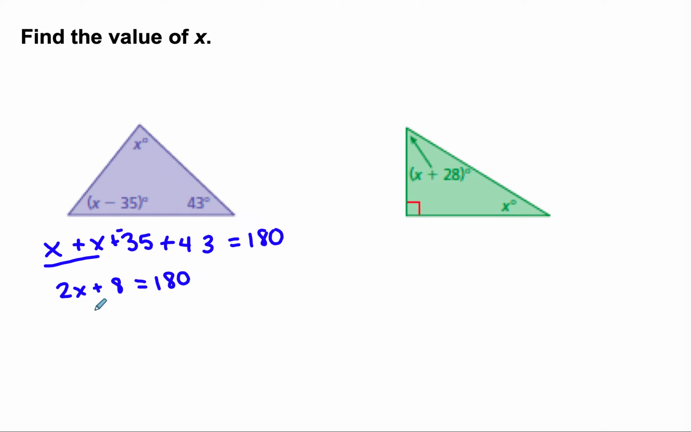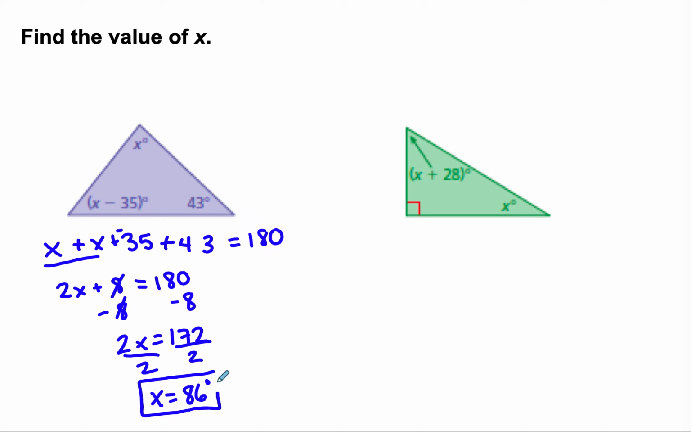Now we're going to do order of operations backwards. So we're going to get rid of addition and subtraction first. Here we have a plus 8. To cancel that out, we subtract 8. So we get 2x equals, and then 180 minus 8 is 172. And then our last step here is going to be doing 172 divided by 2. We're really dividing by 2 on both sides. We get x equals 86. Don't forget the degree sign on your answer.